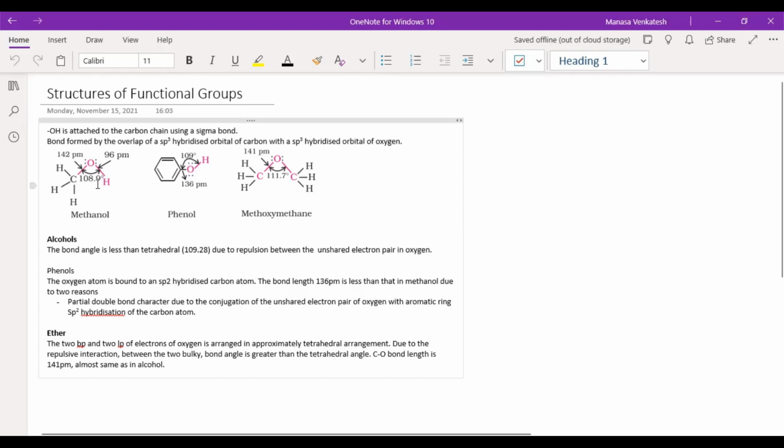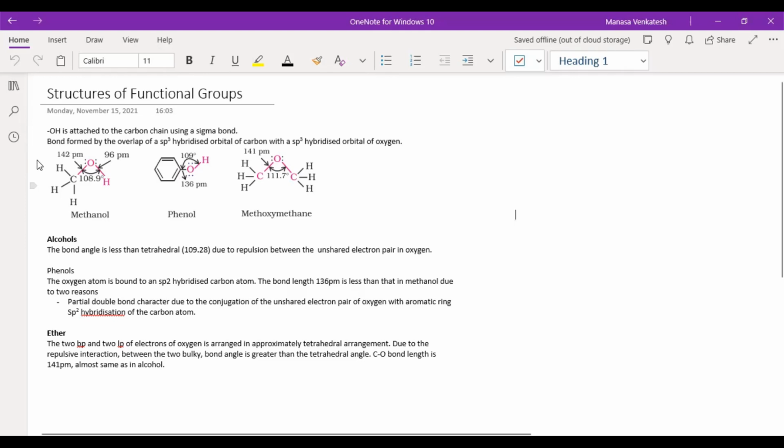In case of phenols, on the other hand, the bond length is 136 picometer, and this is less than that of methanol. You notice it's 142 in methanol. In case of phenol, it's 136. This is because of a major reason. So these electrons on the OH will tend to undergo resonance, and this leads to a partial double bond character between the oxygen and the carbon bond. So this bond has a partial double bond character, and because of that, the bond length is slightly less than that of methanol.